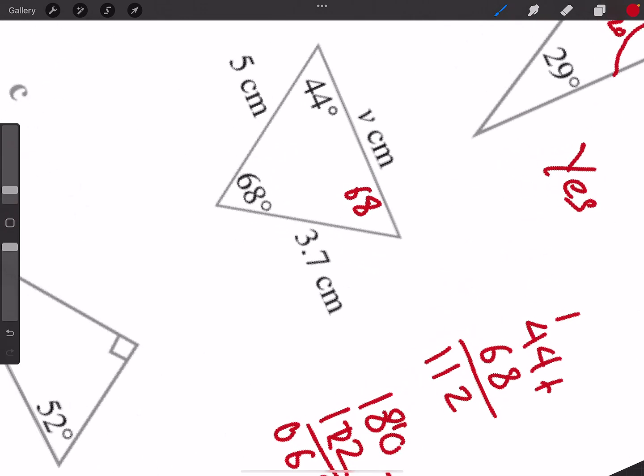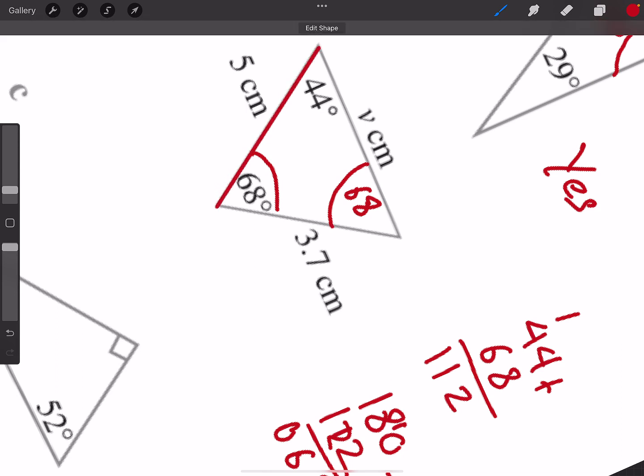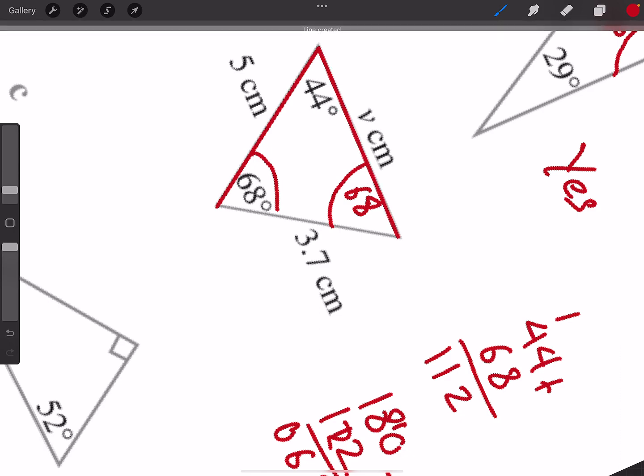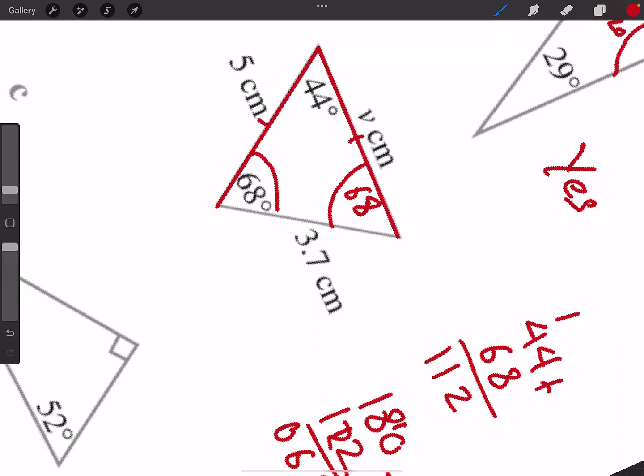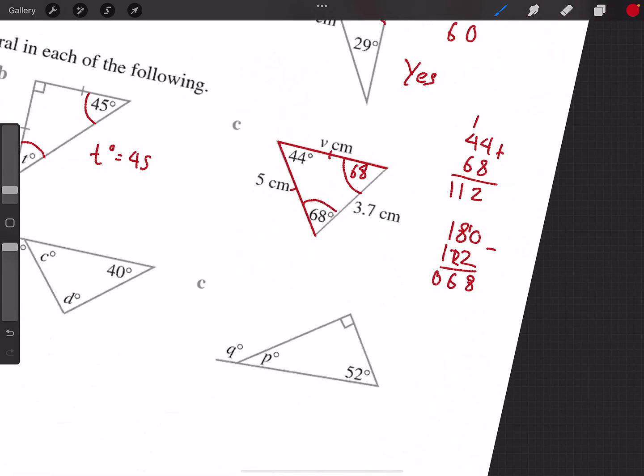What kind of triangle has 68 degrees and 68 degrees? Well, that's going to be an isosceles triangle, which means that these two lengths have to be the same. Now, if this is 5, then this must be the same. This has to be 5 as well. So therefore, v equals 5 centimeters.